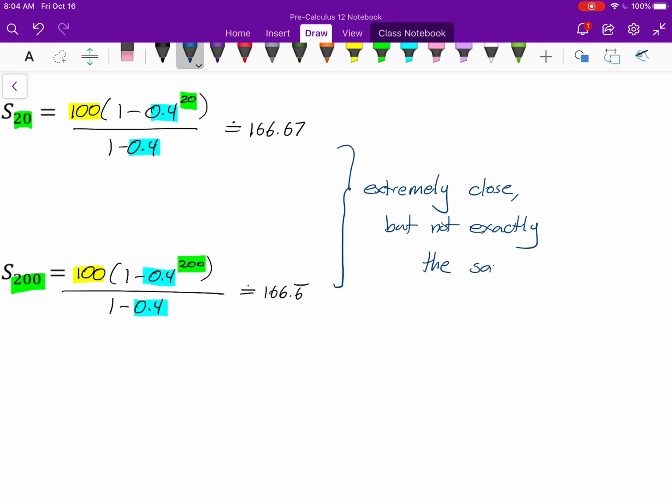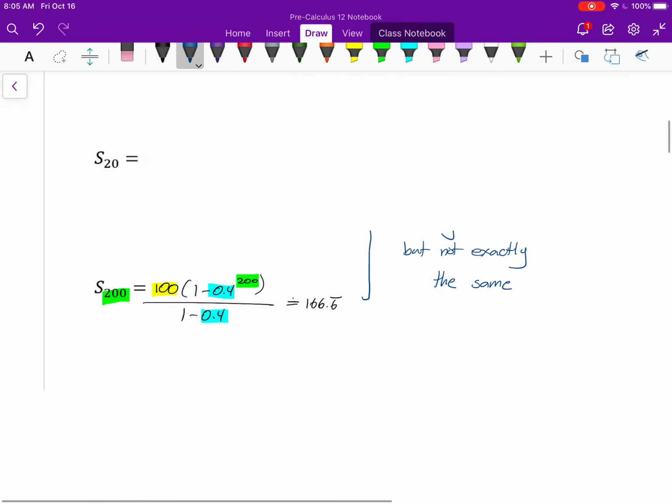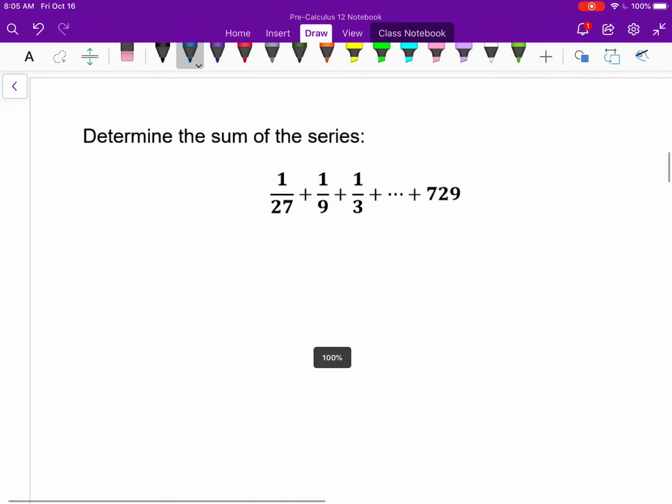And that's simply because by the time I get to the 200th term, by the time I get to the 20th term, I'm adding such small numbers, and they keep getting smaller, that adding extra values is making less and less of a difference. All right. So with that said, let's look at a different series.